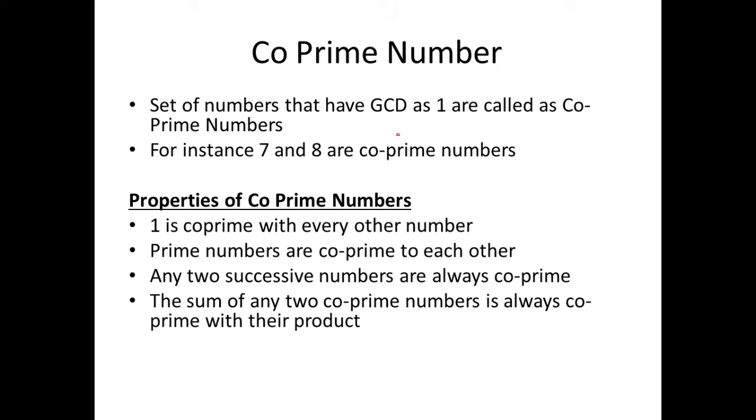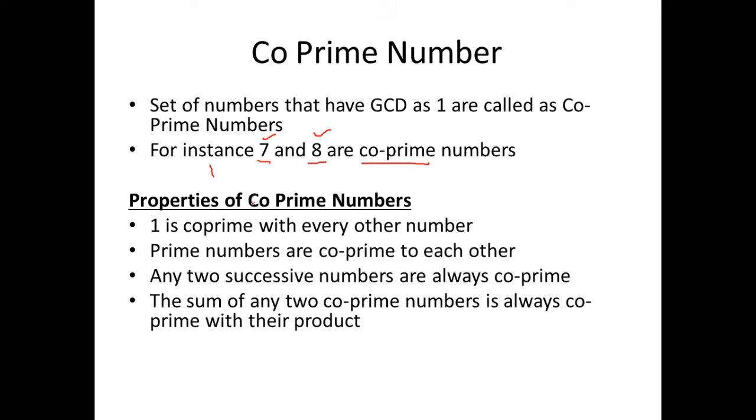So now let us take a look at what are co-prime numbers. Co-prime numbers are any two numbers that have the GCD to be 1. So a set of numbers that have GCD as 1 are called co-prime numbers. For instance, when you take numbers 7 and 8, the greatest common divisor for 7 and 8 is 1. So we say 7 and 8 are co-prime numbers.